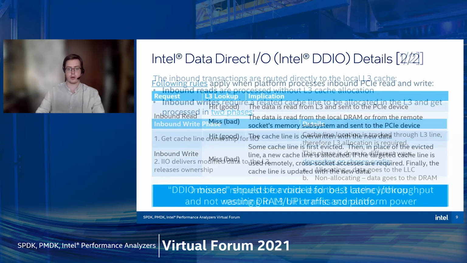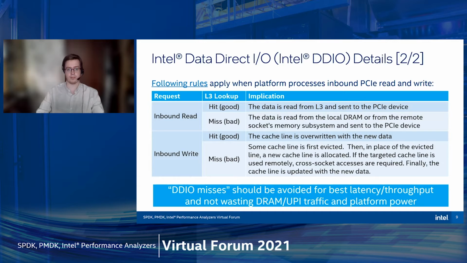So this is just a short memo on how inbound reads and writes might be processed in the L3 cache. As I said, we may have either hit or miss, and in case of reads, we just read the data from anywhere it is, and we do not allocate the local L3 cache. For writes, in case of miss, we will need to allocate the local L3 cache, and in this case, obviously, something will be evicted from the local cache, which may induce some DRAM traffic.